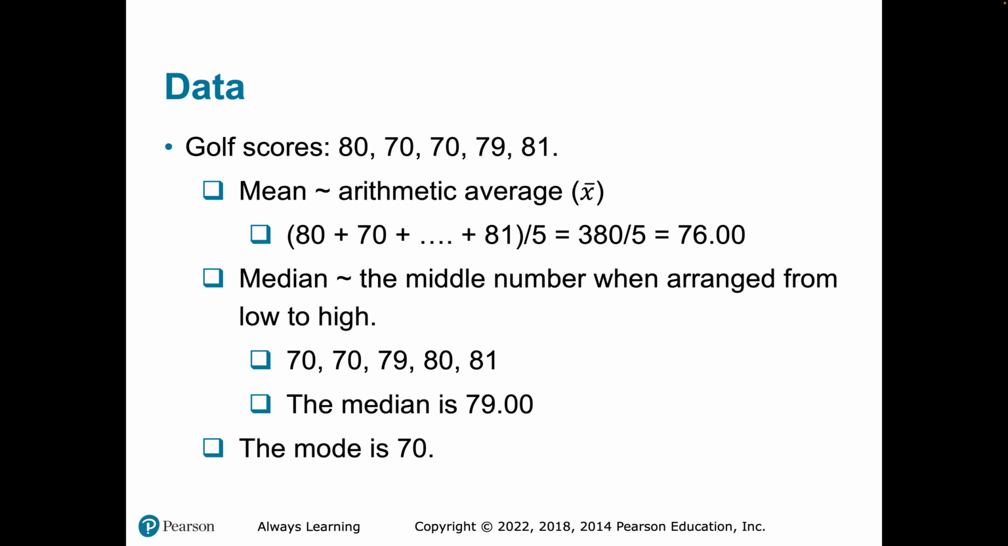The median would be the middle number when arranged from low to high. So I arrange those from low to high: 70, 70, 79, 80, 81. And the median is the score smack dab in the center.